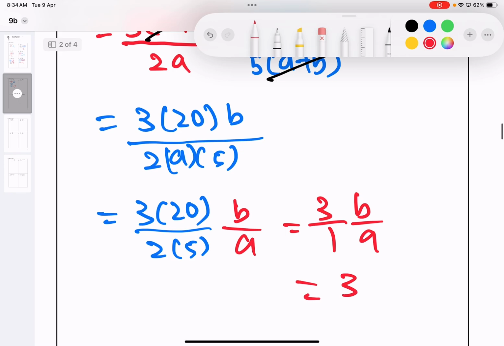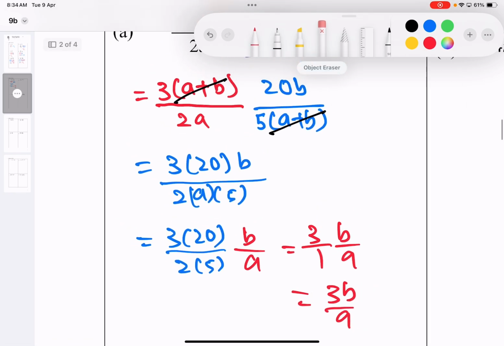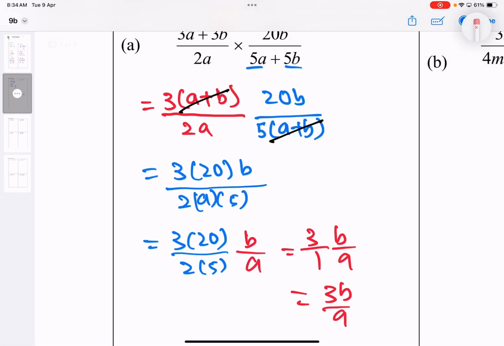So your final answer is 3B over A. So this one, there is just one step before that only. If you see a plus, factorize out the common terms first. I say again, if you see a plus, it means plus or minus. It means that you have to factorize first. Factorize first, cancel the common terms, or the common factors.